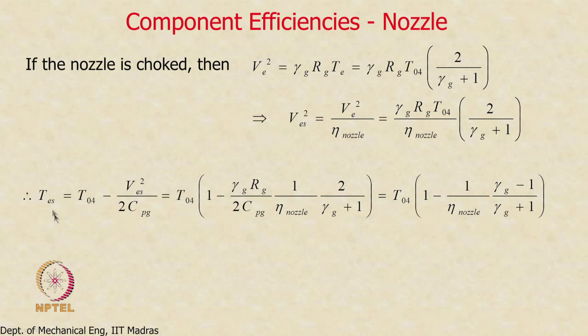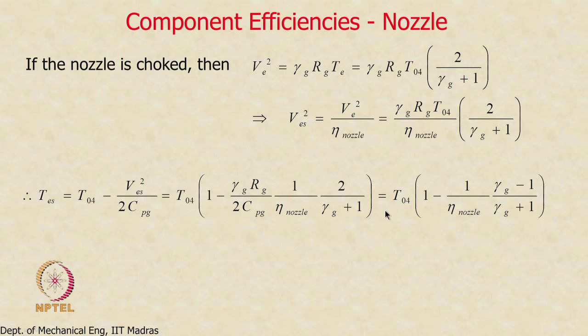So, once I know this velocity, I can calculate my static temperature again from the definition of the stagnation temperature, right. TES is T04 minus VES square over 2 CPG. So, this finally gives me TES like this. Remember, what am I looking for? I am looking for two things, exit velocity and exit static pressure. I already have the exit velocity, I am looking for exit static pressure.